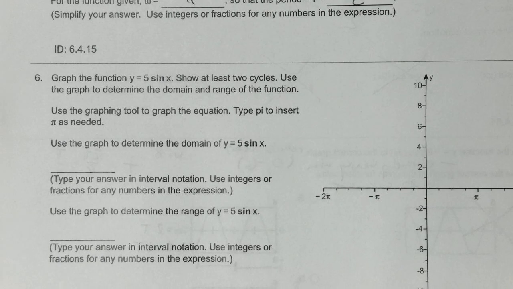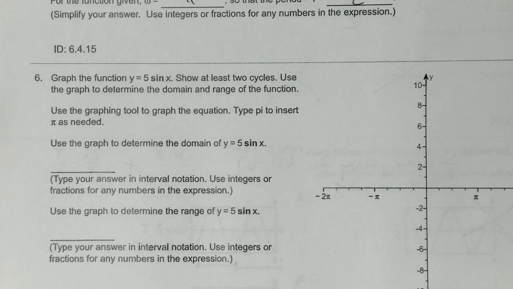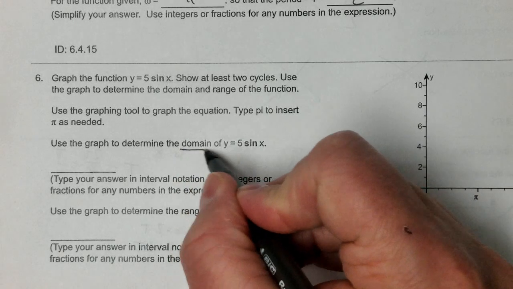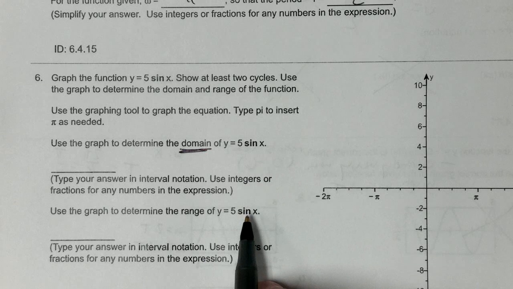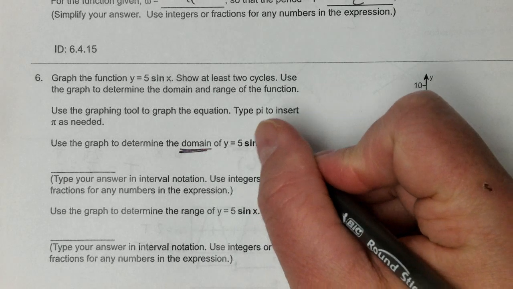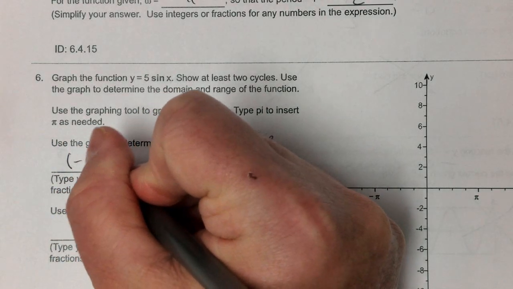Okay, the next one, number 6, graph y equal 5 sine x, show at least 2 cycles. First thing is it's asking about the domain, and if it's sine or cosine, it's going to be all real numbers. But it wants it in interval notation, so that'd be from negative pi to pi.